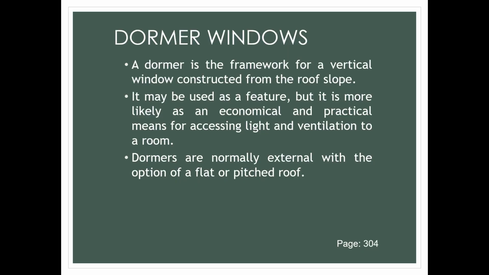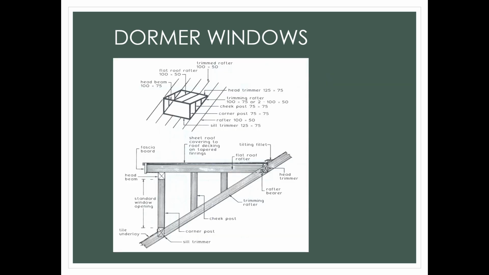Next is the dormer window. A dormer is the framework of a vertical window constructed from a roof slope. It may be used as a feature, but it is more likely an economical and practical means for accessing light and ventilation to a roof. Dormers are normally external with the options of a flat or pitched roof. So this one is a dormer window that we constructed on the roof. You can read further on page 304. This is the example of a dormer window on top of the roof.